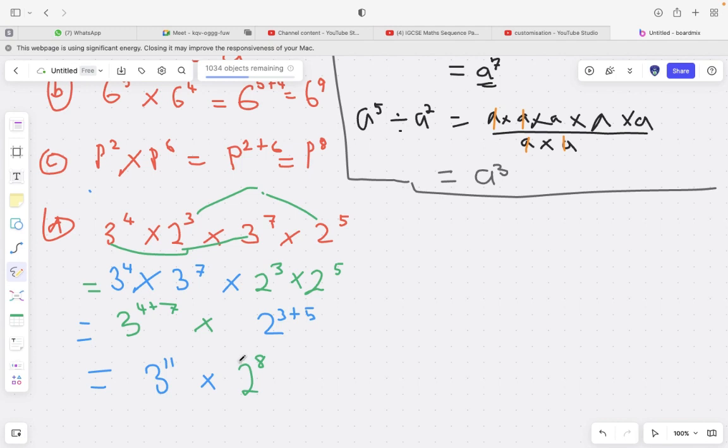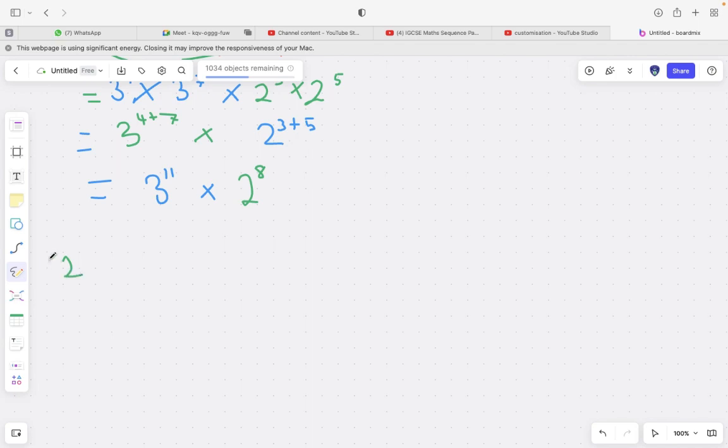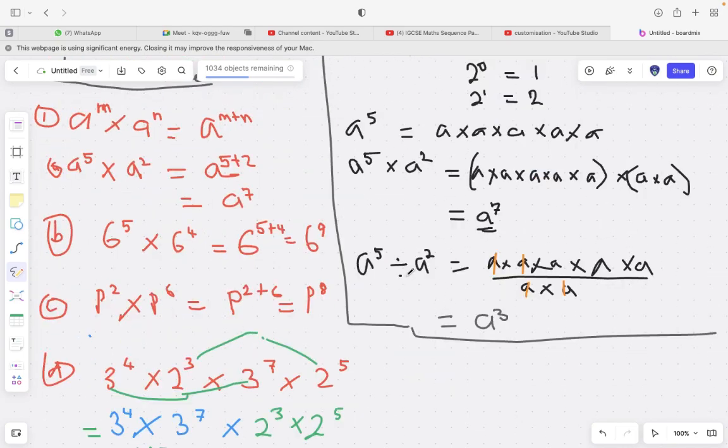Now it's time to go to the second law. Now let's take the second law of indices, law 2. It says that a to the power of m divided by a to the power of n will simply be equal to, since they have the same base, a to the power of m minus n. Division will be minus.